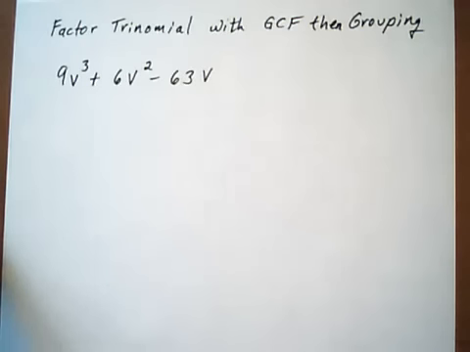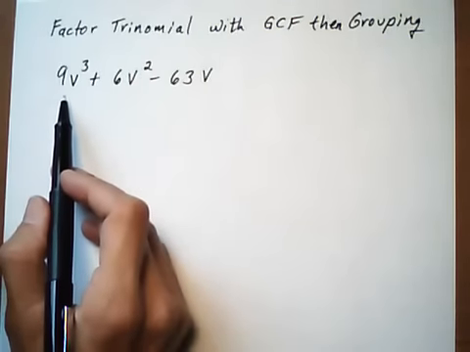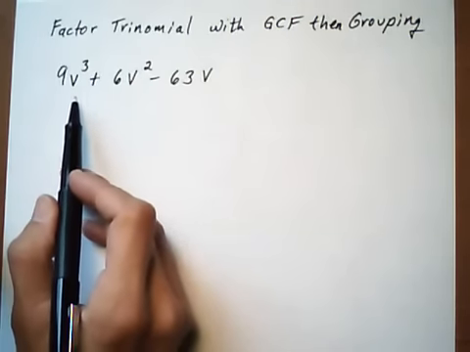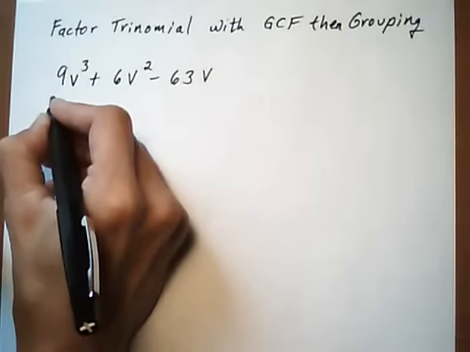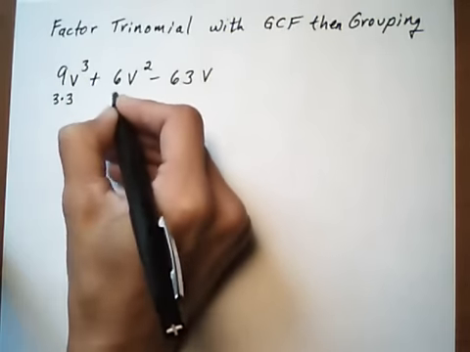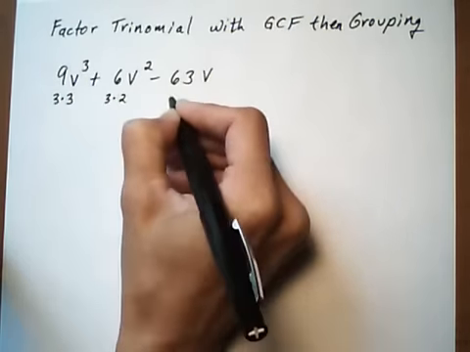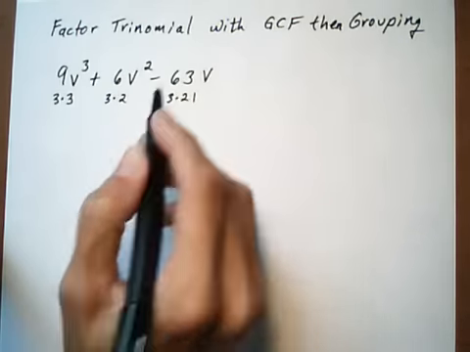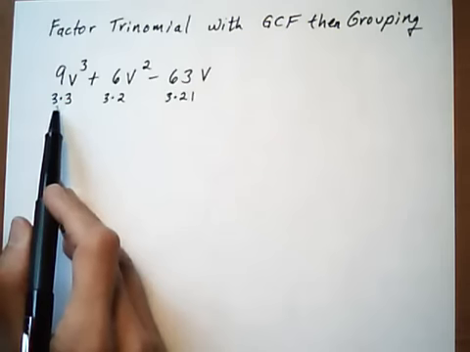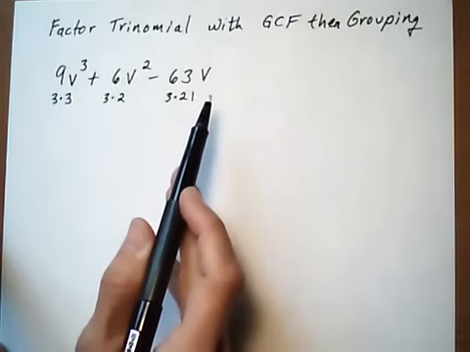Factor the trinomial by doing a GCF first and then factor it by grouping. So the first thing you always want to do when you're factoring is look to see if there's a GCF. So we can break 9 into 3 times 3, 6 is 3 times 2, and 63 is 3 times 21. So each of these terms has a 3 we can pull out. They also each have a v we can pull out.